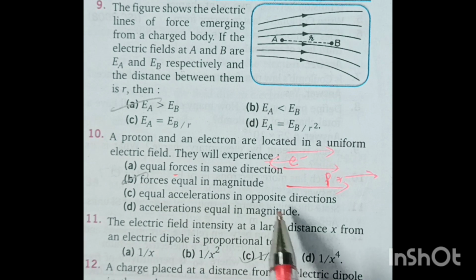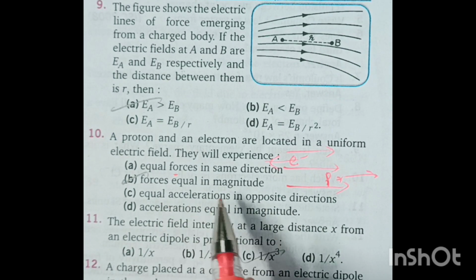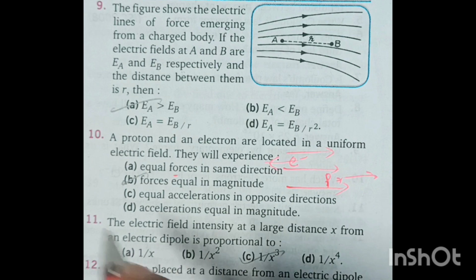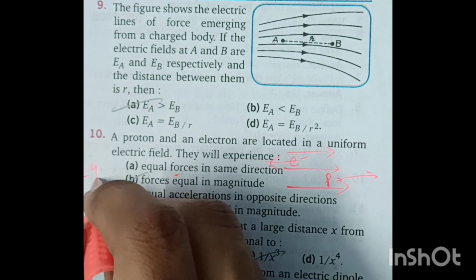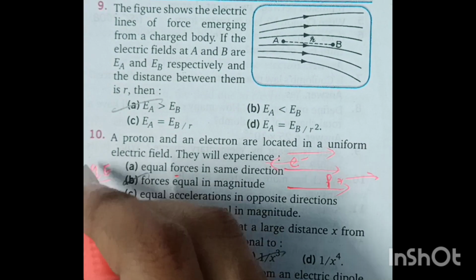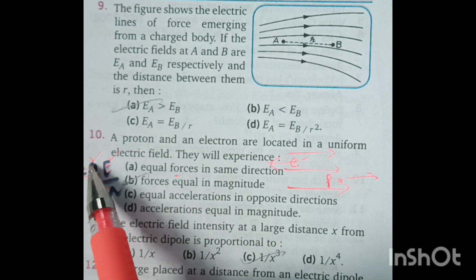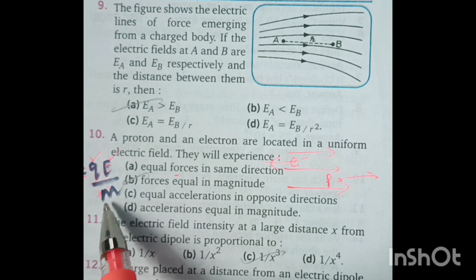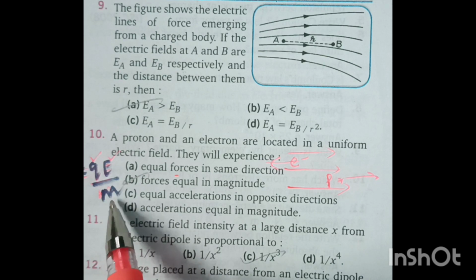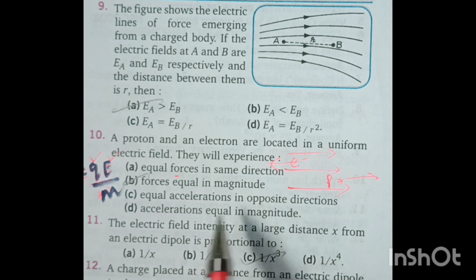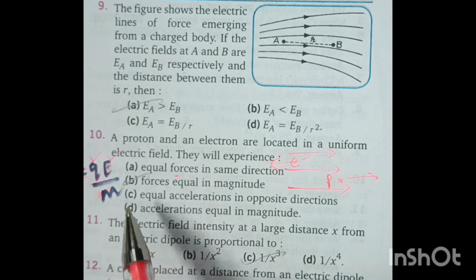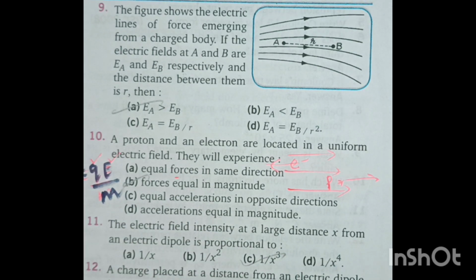Equal accelerations in opposite direction. Do they have equal acceleration? We know acceleration equals QE by M. The electric field is the same and the charge magnitude is the same, but the masses of the electron and proton are not equal. So the acceleration will not be equal. So this option is wrong. Acceleration is equal in magnitude. That is also wrong, because the magnitude of acceleration is different.